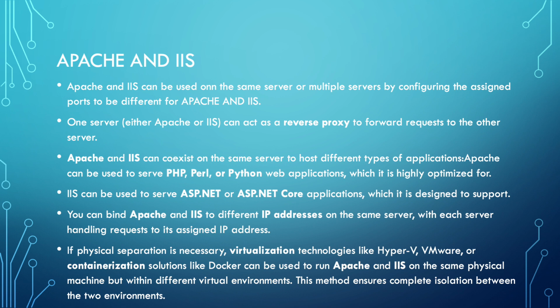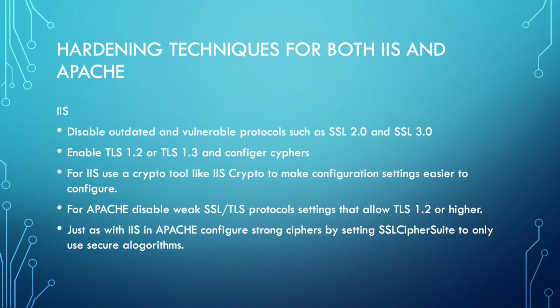Now, you can bind Apache and IIS to different IP addresses on the same server, with each server handling requests to assigned IP addresses. Now, if you need to have a physical separation, you can use a virtualizing technique like Hyper-V, VMware, or containerization solutions like Docker. Now, these are different ways you can configure Apache and IIS to kind of work together if it's needed. Now, I'm going to go over the hardening techniques.